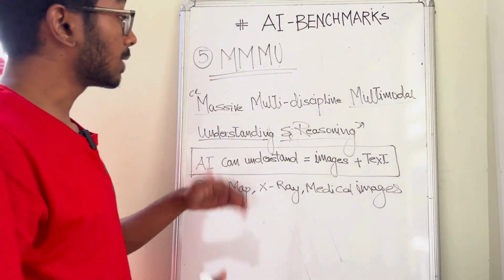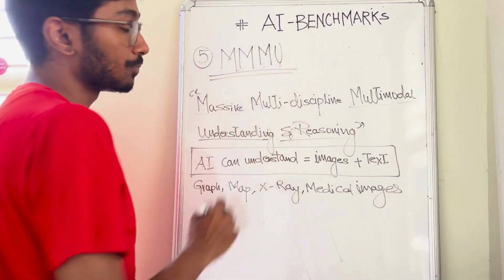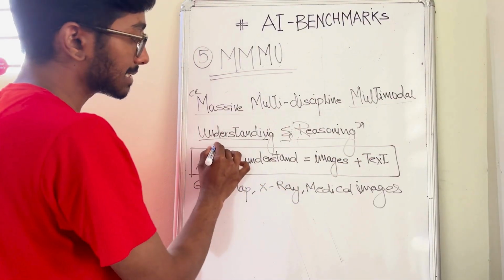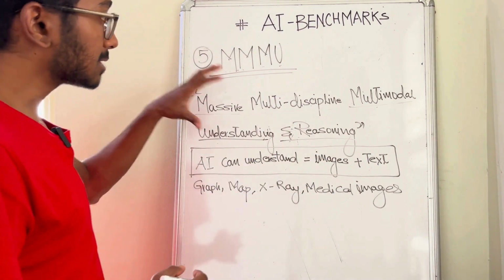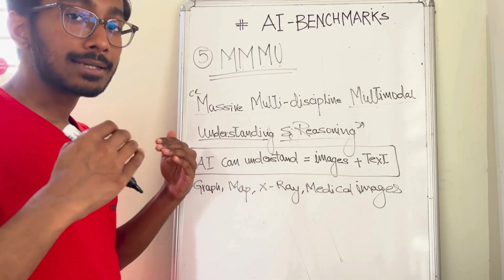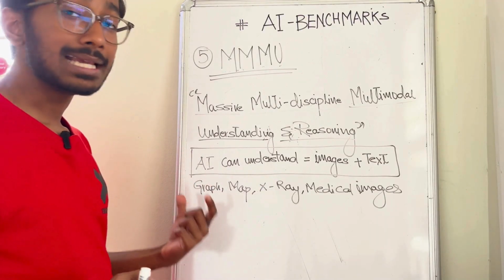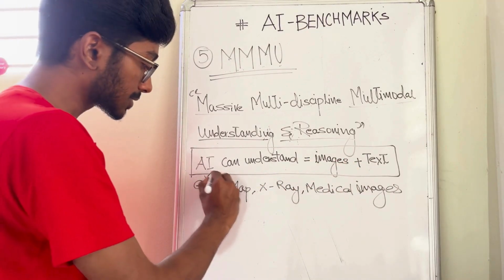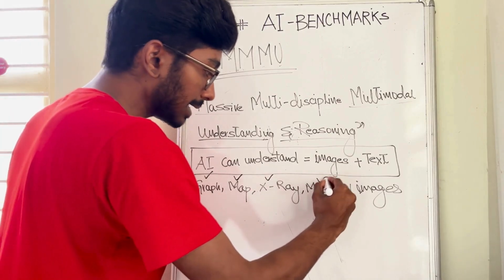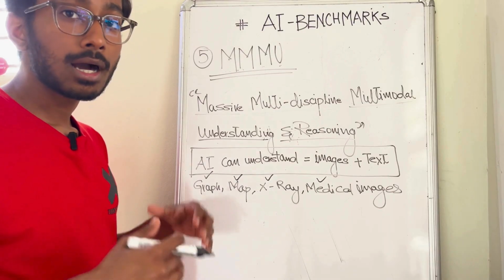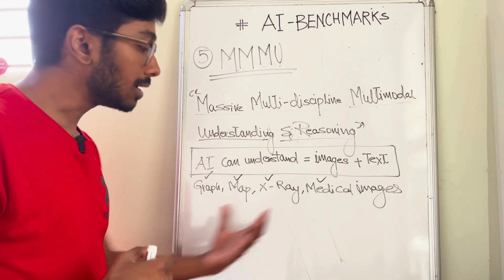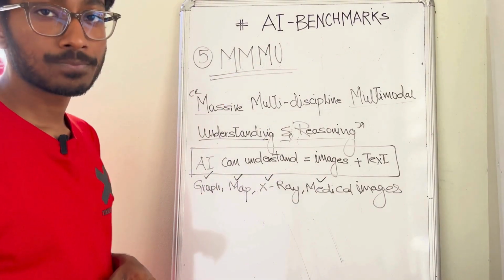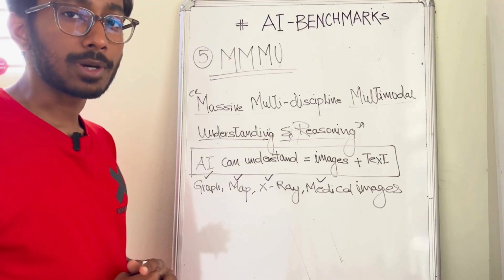The next benchmark for this video is MMMU, which stands for Massive Multidiscipline Multimodal Understanding and Reasoning. This benchmark is used to understand the AI's capabilities, how well it is able to understand images and text together. For example, graphs, maps, X-rays, medical images, engineering diagrams, how it is able to understand all these images plus text together. That is the whole purpose of MMMU. Now let's move to the next benchmark.